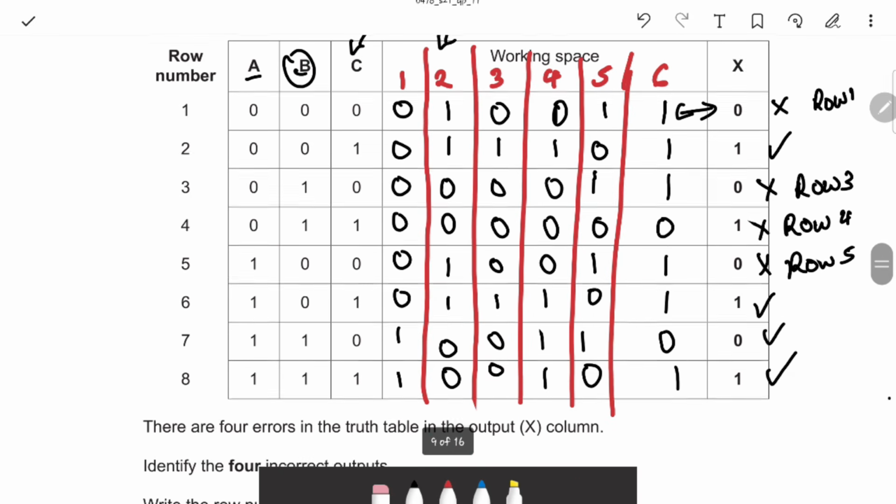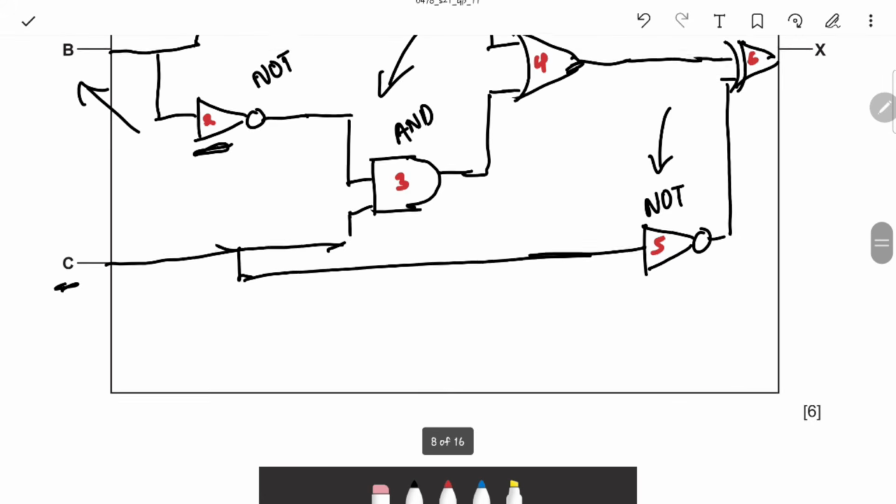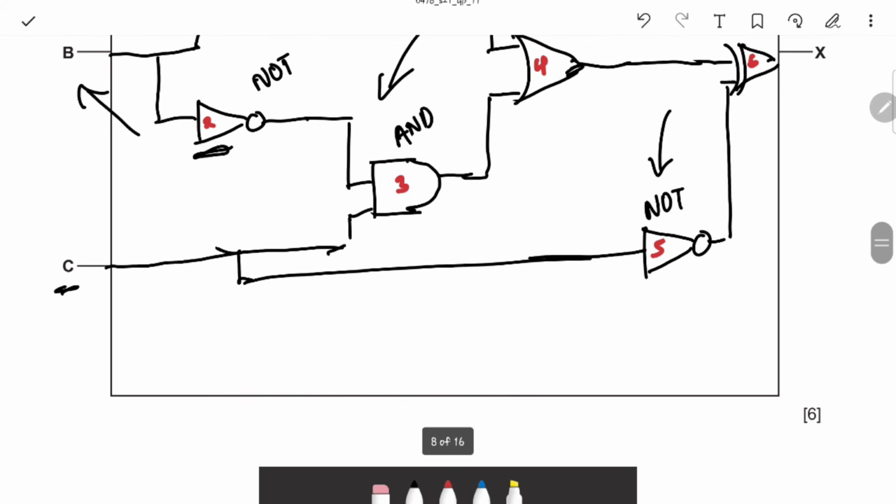So there you go, guys. Simple question, done. That was worth about 4 plus 6, 10 marks, guys. So 10 marks there. Again, logic gates are quite easy but very important to understand.